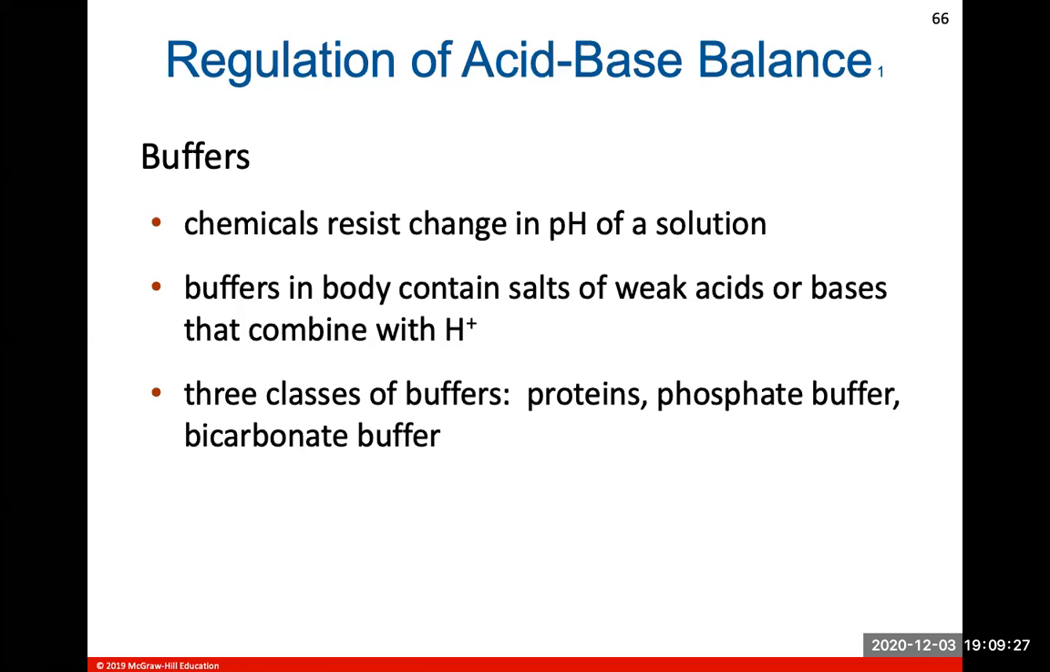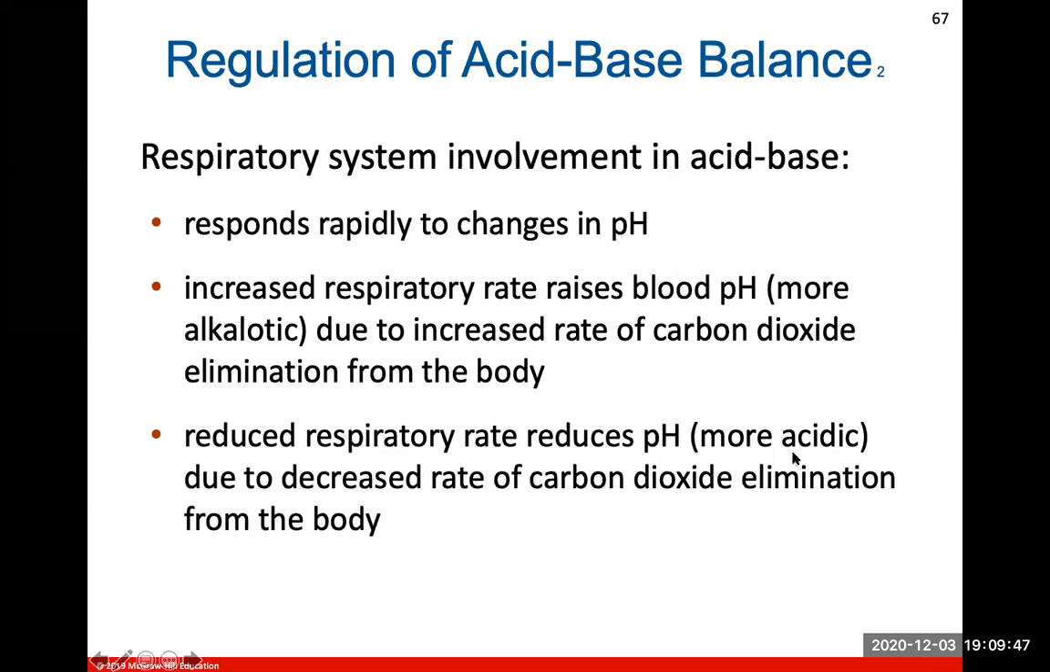And then we'll talk about the regulation of acid-base balance. So we'll talk about buffers, which are chemicals that resist a change in pH of a solution. Buffers in the body contain salts of weak acids or bases that combine with hydrogen ions. You have three classes of buffers: proteins, phosphate buffers, and bicarbonate buffers.